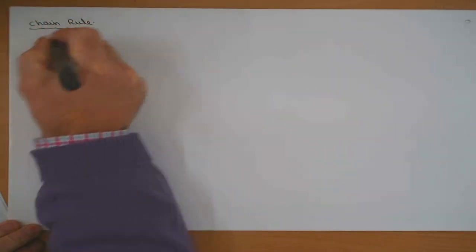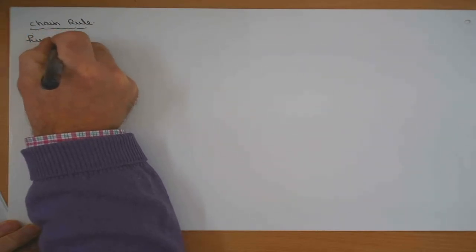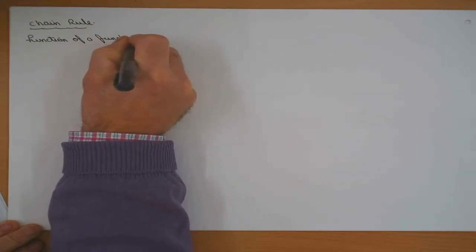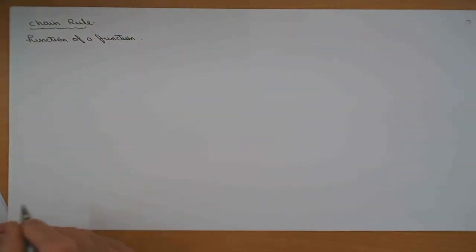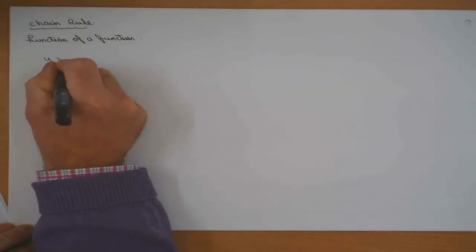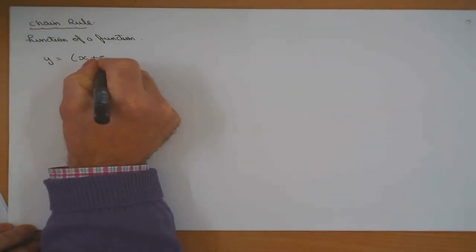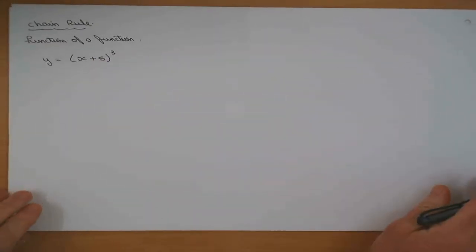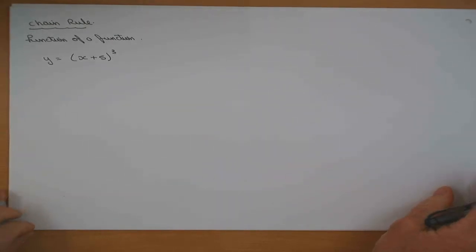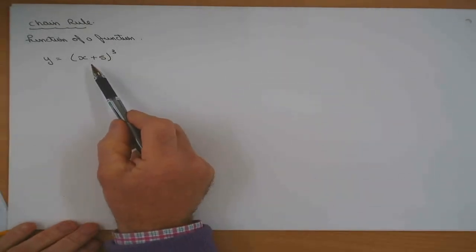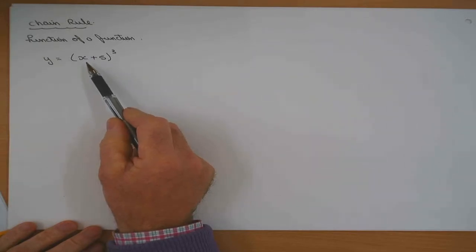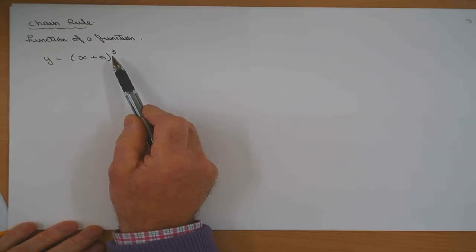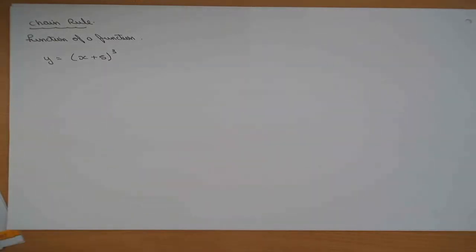The chain rule is used when you have a function of a function. What do I mean by a function of a function? Well, if you had y equal to x plus 5 to the power of 3, there's only one function of x. It's the x plus 5. But there are two operations on it. So to evaluate this, the first thing you must do is work out x plus 5. And then what have you got to do? You've got to cube it. So that's why we say it's a function of a function.